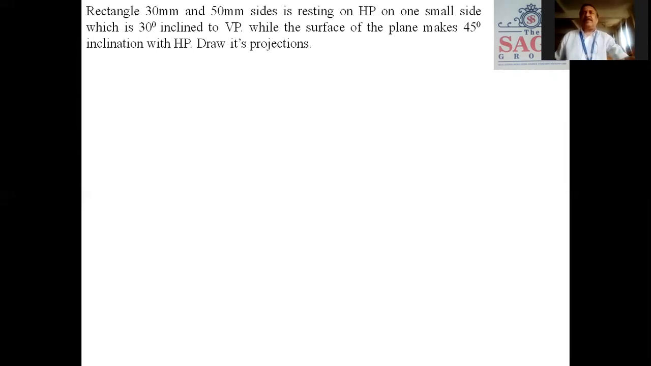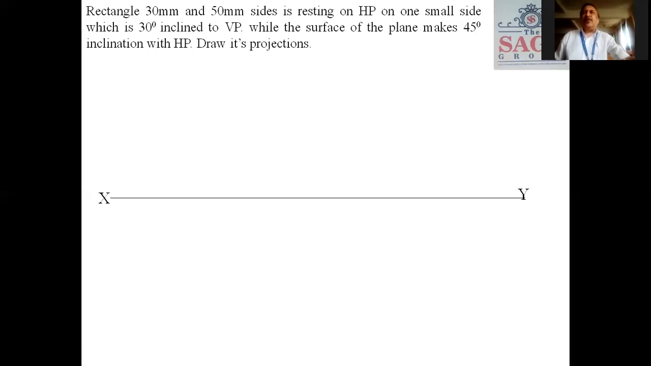First of all, draw the XY line. Now, very first, we have to draw the true shape of the plane. So what is the true shape of a plane? Our plane is a rectangular plane of 30 mm by 50 mm side, right? For drawing the true shape, either it is above XY or it is below XY. So we have to first decide where we draw our true shape, and this depends on the surface inclination of the plane.